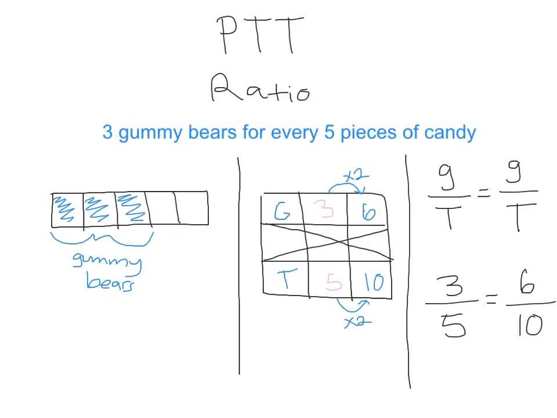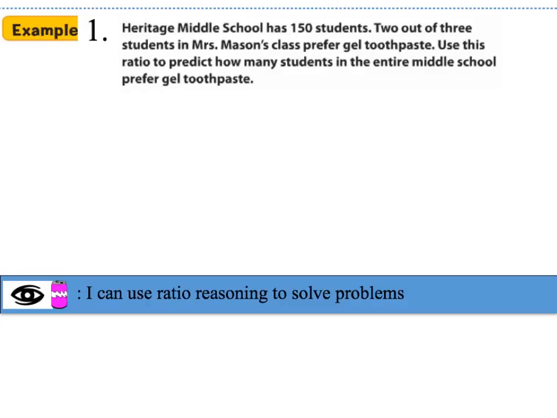So let's go ahead and use these key concepts to solve the following examples. For example 1, it says Heritage Middle School has 150 students. 2 out of the 3 students in Mrs. Mason's class prefer gel toothpaste. Use this ratio to predict how many students in the entire middle school prefer gel toothpaste.